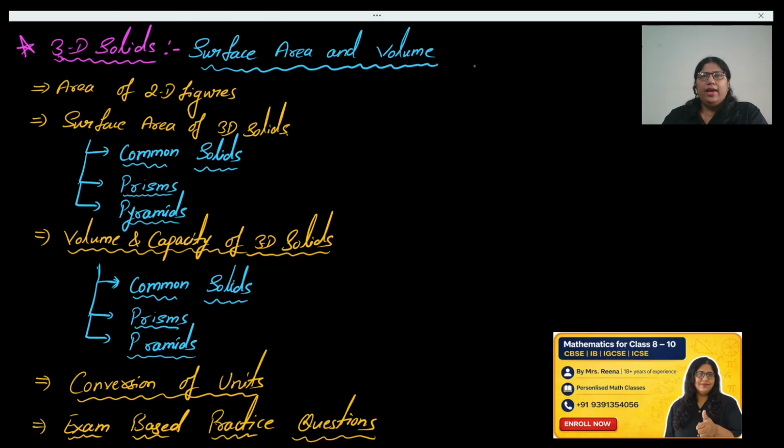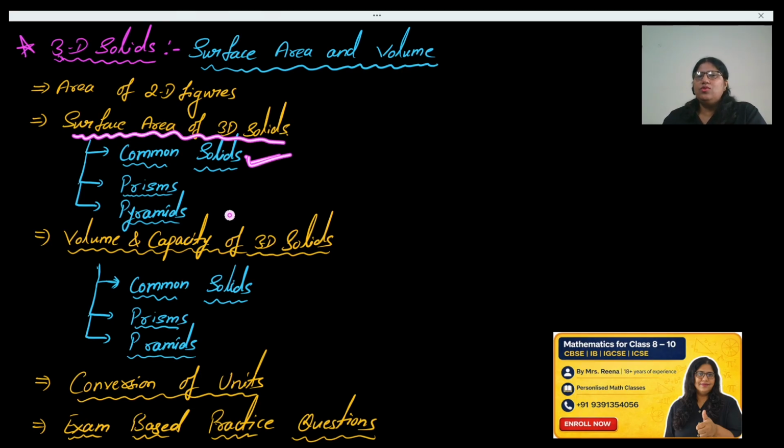So our topic today is going to be 3D solids and how we calculate the surface area and volume of 3D solids. Now you know that every 3D solid is a combination of two-dimensional figures. Faces will be the two-dimensional figures. That is why you should be aware of the areas of 2D figures, right? Then, based on the area, we are going to take the surface area of 3D solids.